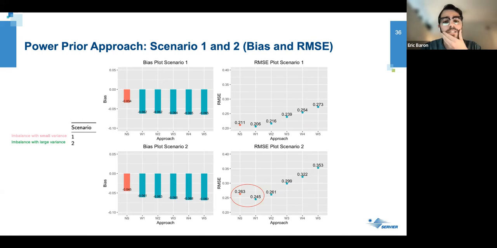And then we see a similar trend as we saw in the mixture prior as well. I know I might be going a little fast. We can go back if there are questions here.